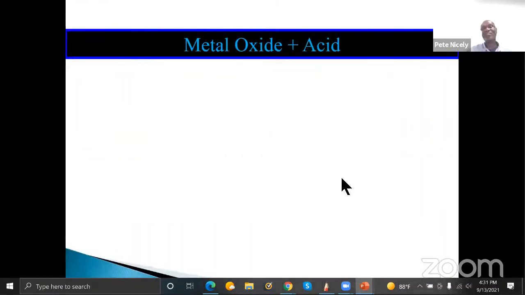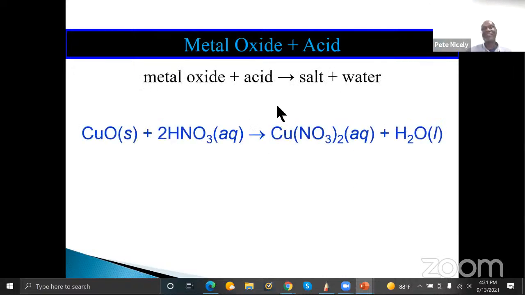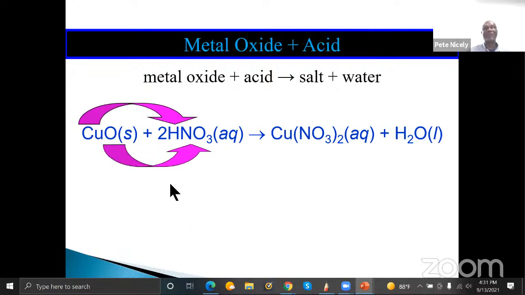Another example of a double displacement reaction is the reaction between a metal oxide and an acid. The products of this reaction would be a salt and water. So this is similar to the neutralization reaction. In this case, we're looking at the reaction between nitric acid and copper-2 oxide. The products would be copper-2 nitrate and water. What's happening here is that the copper is displacing the hydrogen from the nitric acid, and at the same time, the oxygen is displacing the nitrate. And that's how you end up with your products, all right?